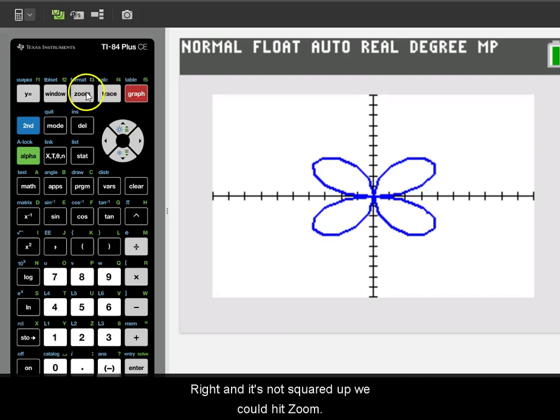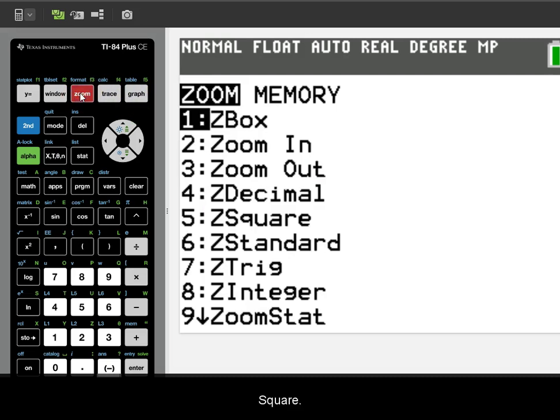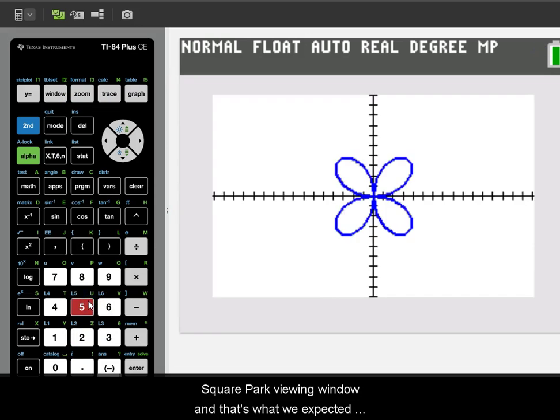Alright, and it's not squared up. We could hit zoom, square, choice 5, square up our viewing window. And that's what we expected. That's what we saw in Desmos, right? If you had actually done it in Desmos. 4 petals, n is even, the number of petals is double the number n, and a radius of 5. Okay, so it extends out 5 in all directions.